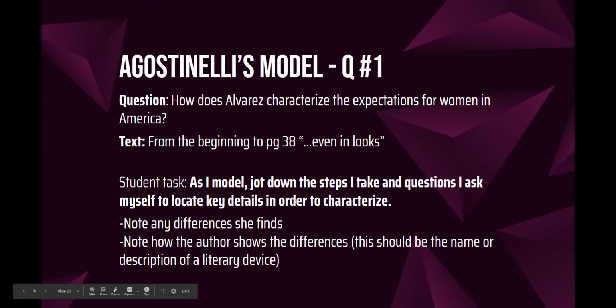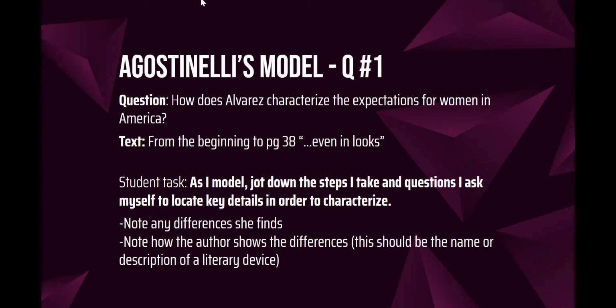Hi, everyone. So today I'm teaching you how to characterize something based on details from the text. So I'm going to model. My model question is very similar to your question. The only difference is the page numbers. I'm answering the same question as you, but from page 38, while you are going to be focusing on page 9. As I model this skill, jot down the steps I take and the questions I ask myself to locate key details in order to characterize.